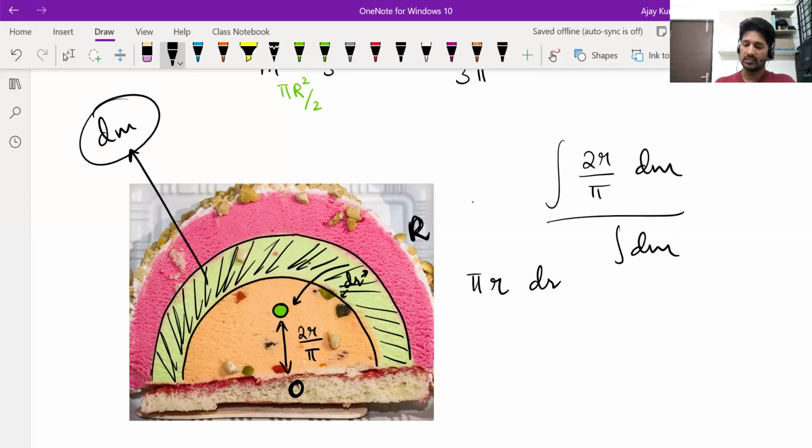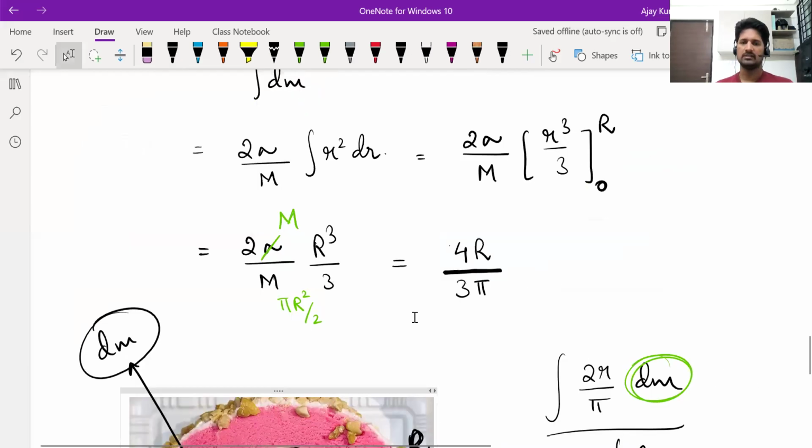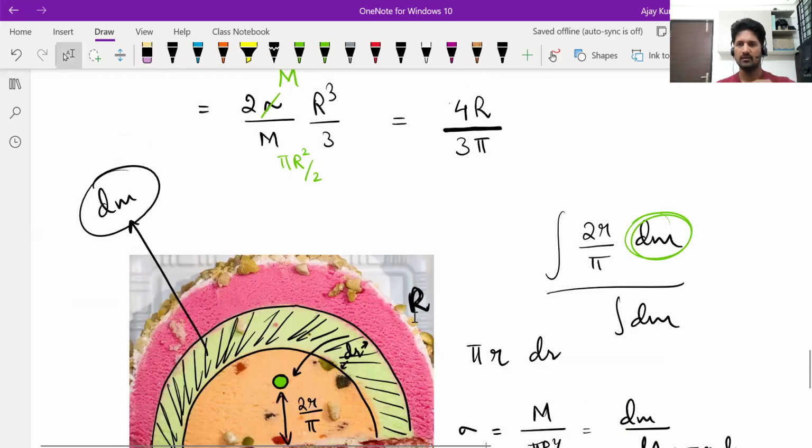So then we had to express dm in terms of dr. dr is nothing but the thickness. But you can't directly express mass in terms of thickness. Why? Because this is an areal mass distribution. Mass is spread over an area. So what you have to do is total mass by total area is equal to small mass by small area. And how are we writing the small area? Length into thickness. That way we get dm in terms of dr. You can call this sigma also. And then we are able to integrate it with proper limits. And we found that the center of mass lies at a height of 4r by 3 pi from the base.